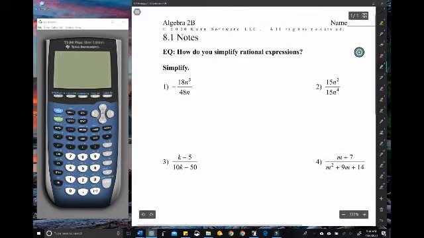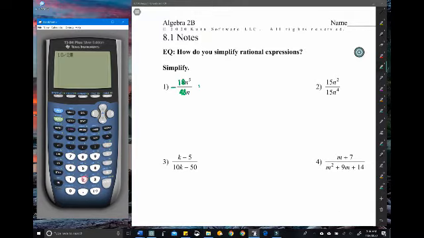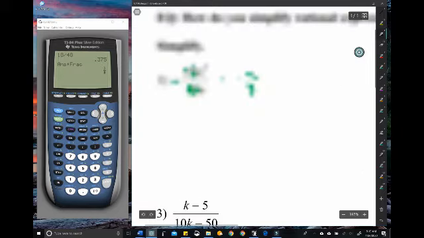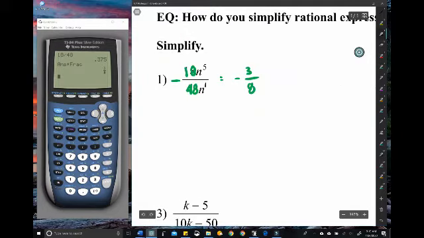For 1 and 2, pretty simple. We're just going to be simplifying fractions. 18 and 48, you can reduce those. Just make sure you keep them fractions. 18 over 48, enter. I believe that's just 3/8. So negative 3/8. And remember with variables that you subtract the powers. So 5 minus 1 is n to the 4th, and that is your simplified fraction there. Negative 3 n to the 4th over 8.